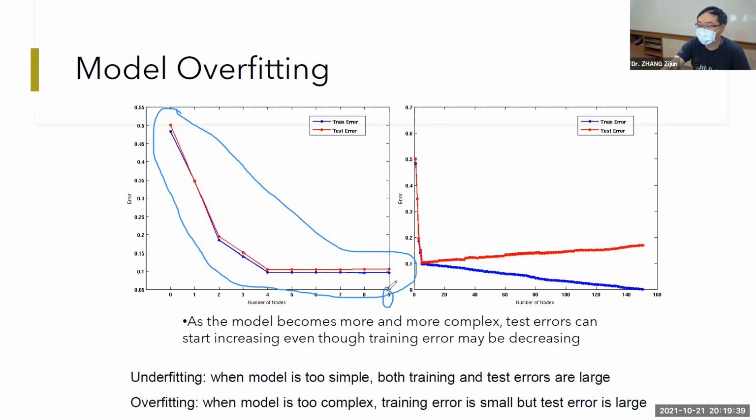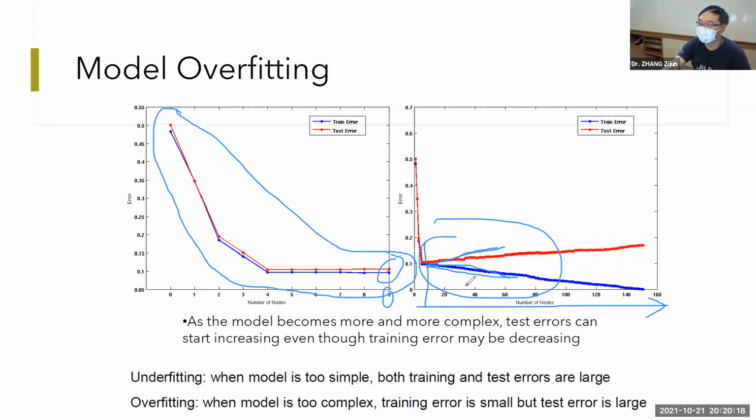And here, the maximal is the number of nodes of 9. Okay. So we can see that we grow the tree with maximally number of nodes to 9. It can keep a good performance in our example. But if we keep on growing to like 150 after 9, wow, the training and test error start to split. They become to have a very large gap. And this phenomenon, we usually say is overfitting.